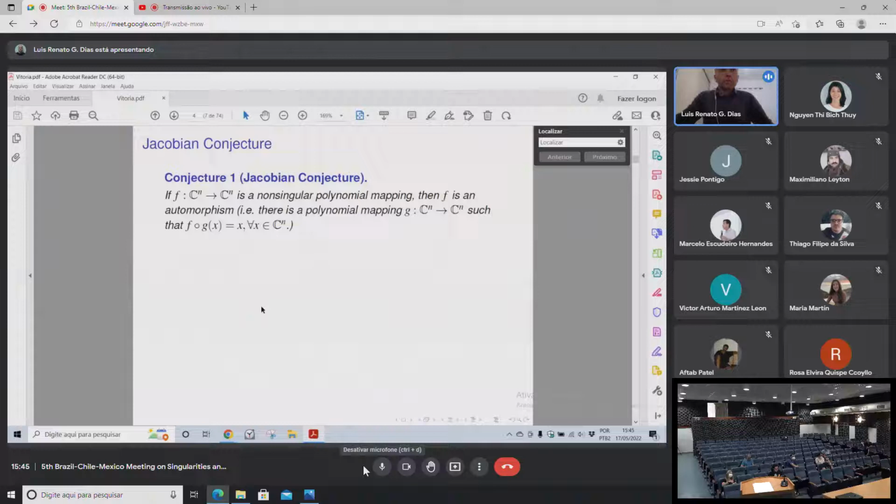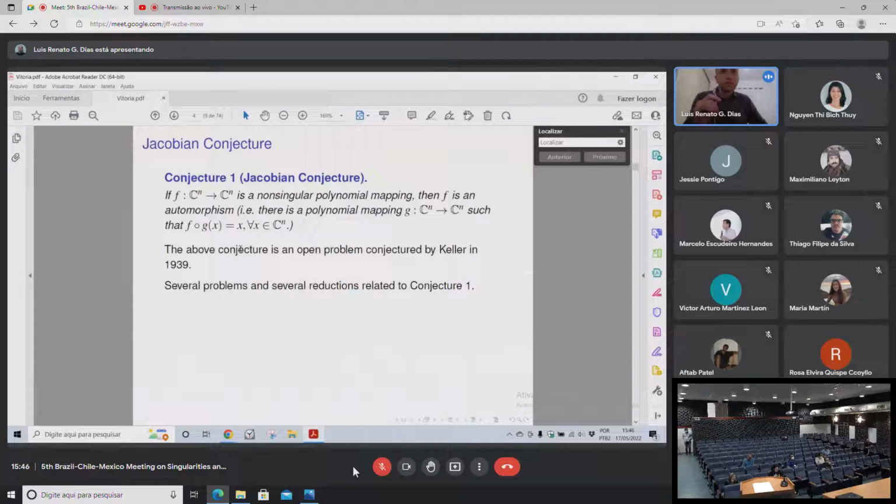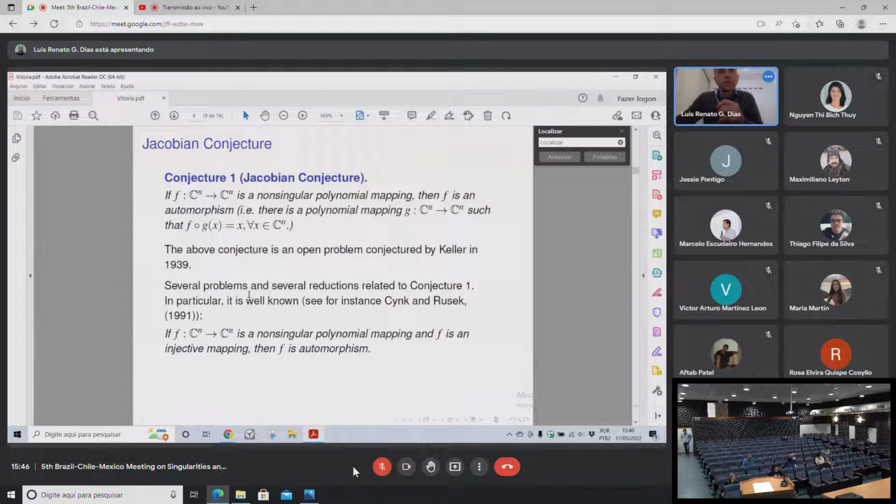So the first open problem I would like to present here is the Jacobian conjecture. The Jacobian conjecture states the following. If you have a non-singular polynomial mapping F from Cn to Cn, then F is an automorphism. This is an open problem proposed by Keller. And you have several problems and several reductions related to the Jacobian conjecture. For instance, we know that to prove the Jacobian conjecture it is enough to prove that F is an injective mapping. In other words, if you have a non-singular polynomial mapping from Cn to Cn, if F is an injective mapping, then F is an automorphism.